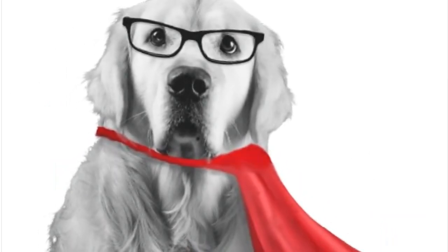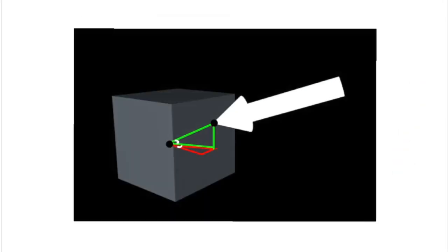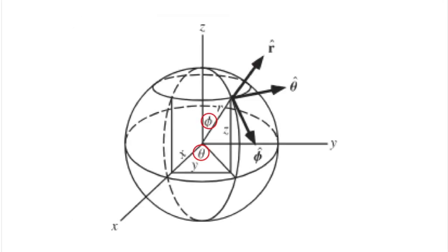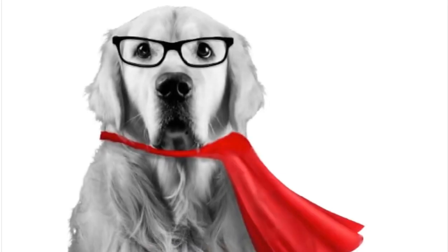Since it takes a minimum of 2 angles to find the point of contact on an object, like spherical coordinates, all forces have 2 angle components. We will call these angles theta and phi.